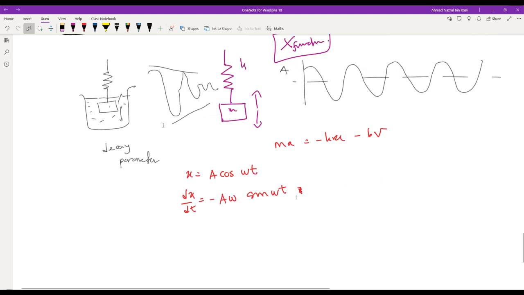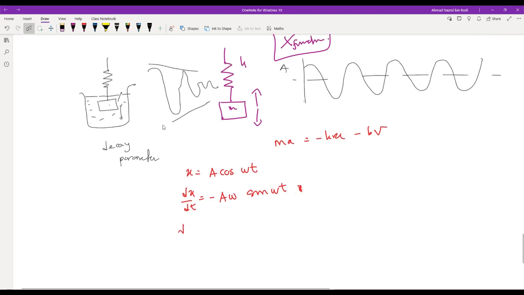And then next, double differentiation, the acceleration, d square x over dt square. Differentiate sine to cos omega t. Differentiating the inside, we bring omega to the front. We have here omega square, and then we have here minus a.